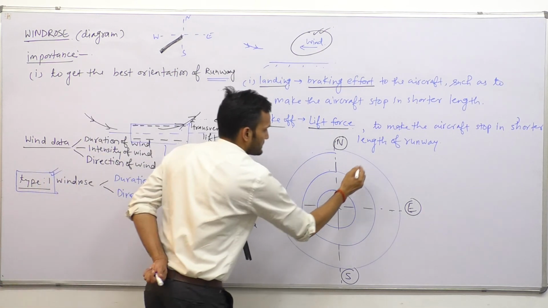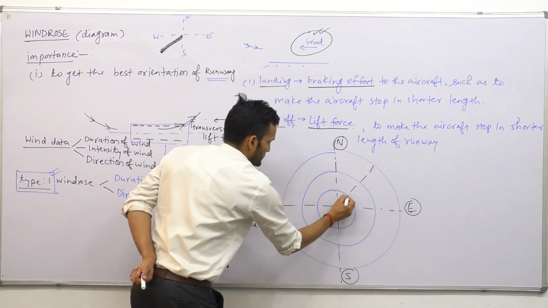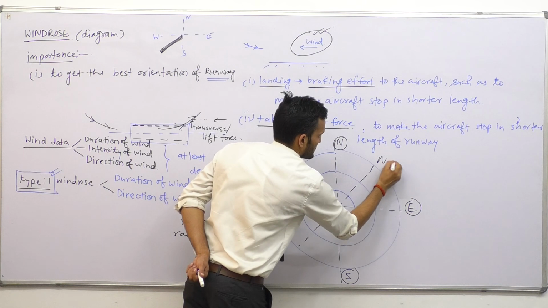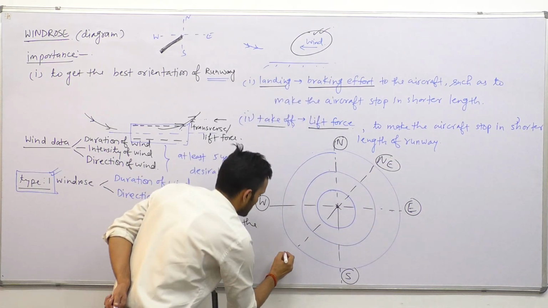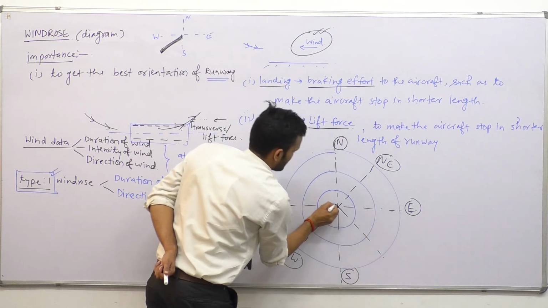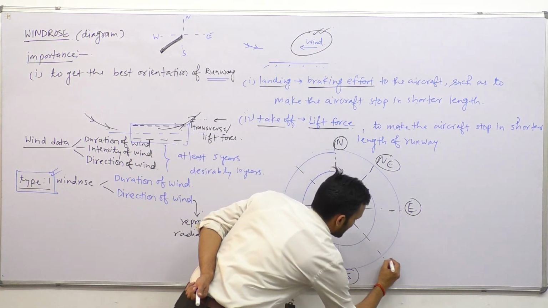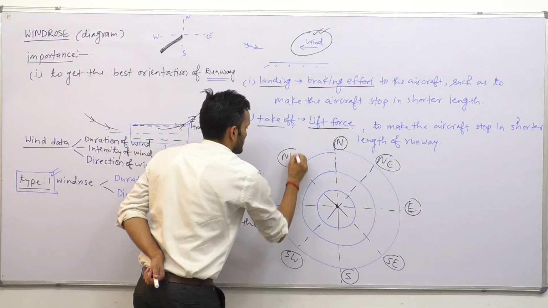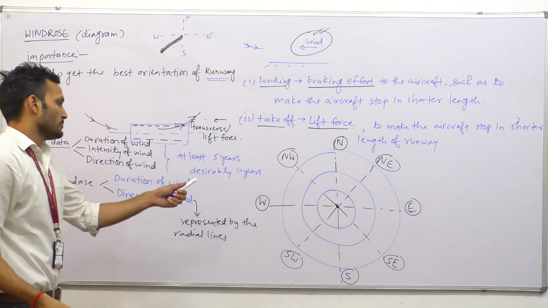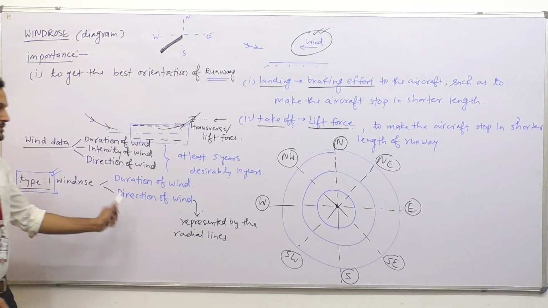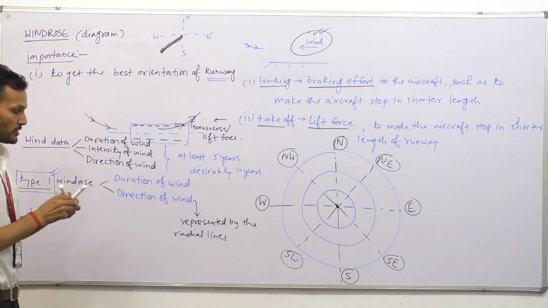So these radial lines can be in some other directions also. Like this direction is what? It is north of northeast. Similarly, this is south of west. Other directions can be like this: this is south of east, and this is north of west. So the radial lines are actually depicting what? The radial lines are representing the direction of the wind. Now comes the point, the duration of the wind.